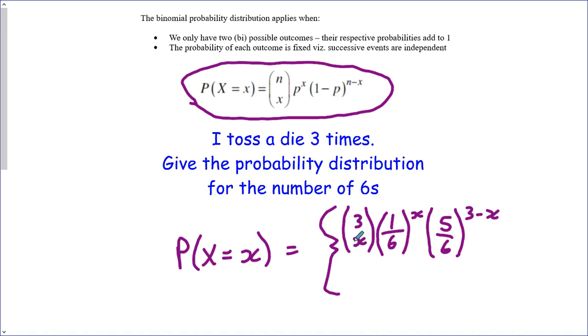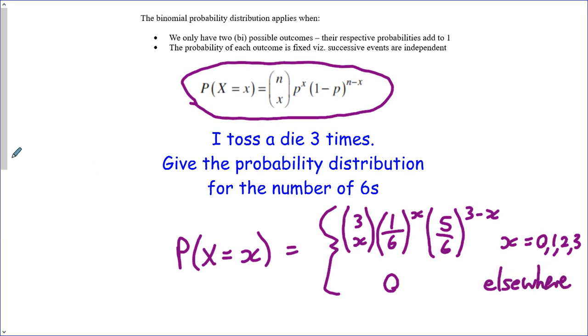And this is the number of combinations on which the x 6s can occur. I could also put 3 minus x here. The different values that x can take on: x could equal 0. Obviously, I could get no 6s. I could get 1. I could get 2. And I could get 3. Every other value of x has a probability of 0. So we just write 0 elsewhere.